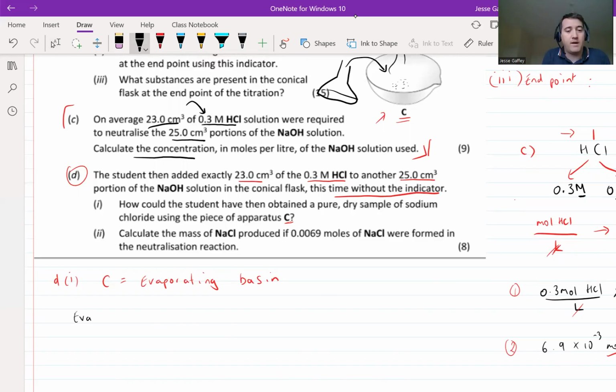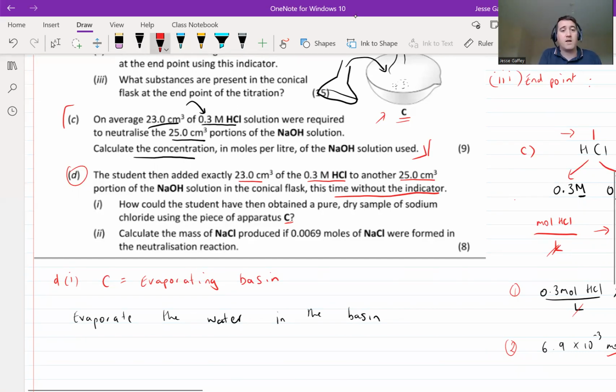We would evaporate the water. That's simply all we really have to do. Evaporate the water in the evaporating basin, and then once it's dry, once it's all gone, you have the dry salt. You could do this on a windowsill slowly, or you could put it on a hot plate and heat it up and get it done quickly.